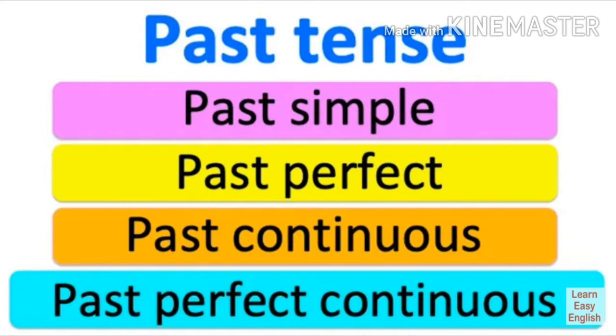Hello students, today I am going to discuss the past tense. Just like present tense, past tense also has four forms, that is simple past, past continuous, past perfect and past perfect continuous tense. Now first we'll start with simple past tense.